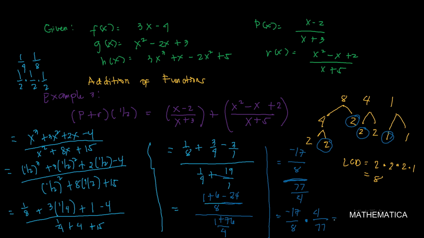So, as we can see here, we can simplify 8 and 4. 4 divided by 4, 1. 8 divided by 4, we have 2. So, negative 17 multiply by 1, we have negative 17. So, 2 multiplied by 77, 154. So, since we have odd number and even number, wala na siyang lowest term. So, since proper fraction na siya, eto na yung pinaka-final answer natin. Negative 17 over 154.